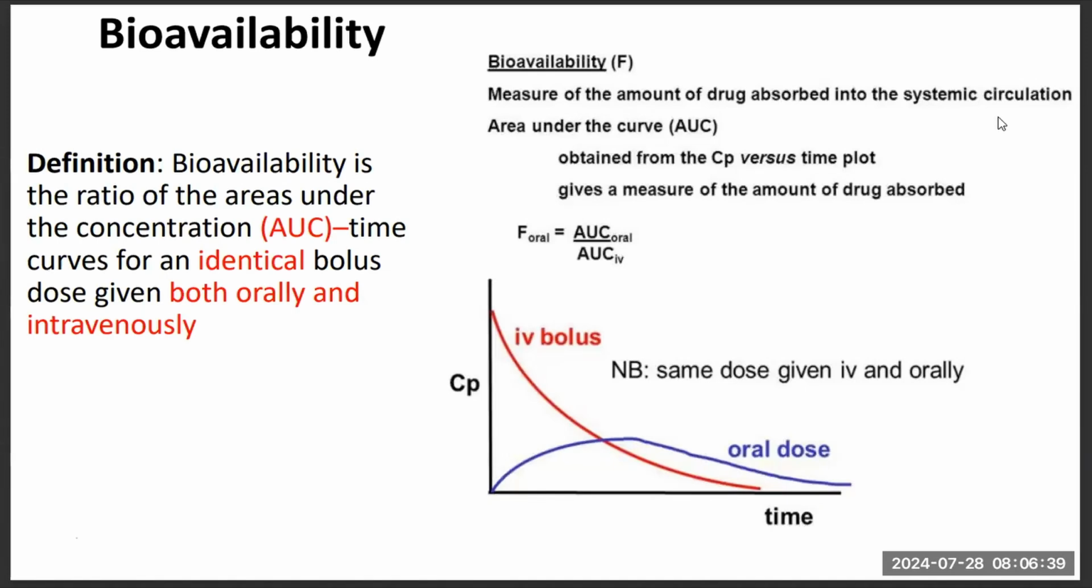So you just remember this diagram. Bioavailability is the ratio of the area under the curve, identical dose and rate, bolus oral versus IV. When we talk about bioavailability, if it's IV, it's 100%. So is this the beginning?